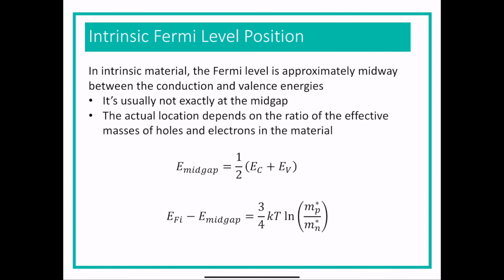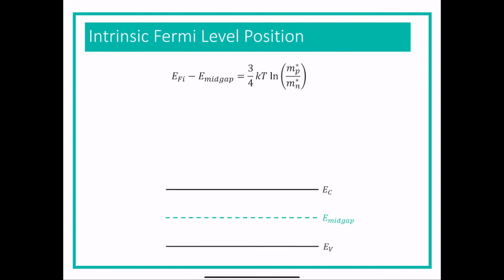times the natural log of the ratio of the effective masses, meaning that we don't really need to use the actual mass, because the actual mass is going to cancel in the numerator and the denominator, so we can just use the ratios. So what this means is if the two effective masses are equal, which they really aren't ever, then the Fermi energy would be exactly in the middle.